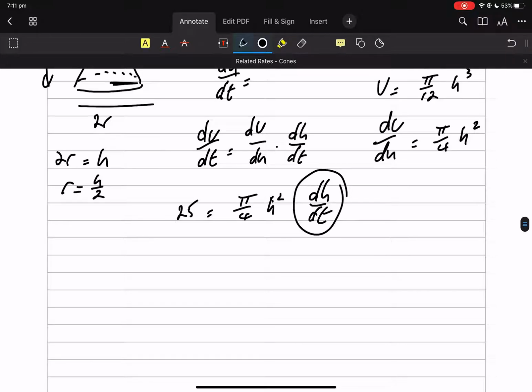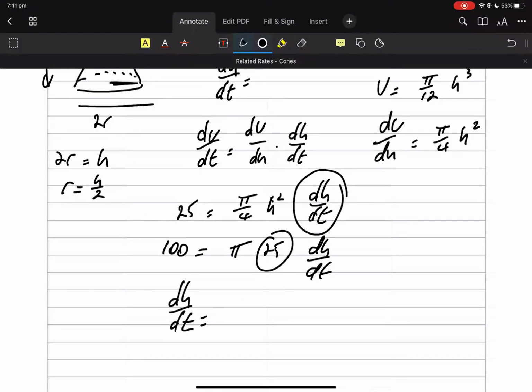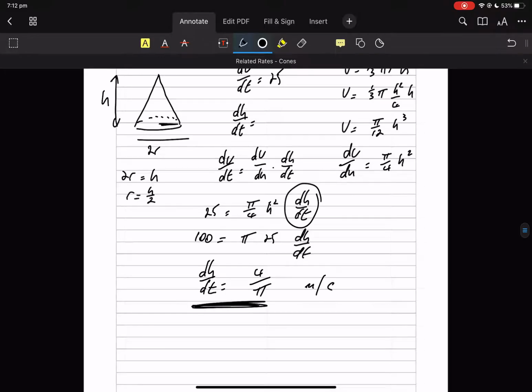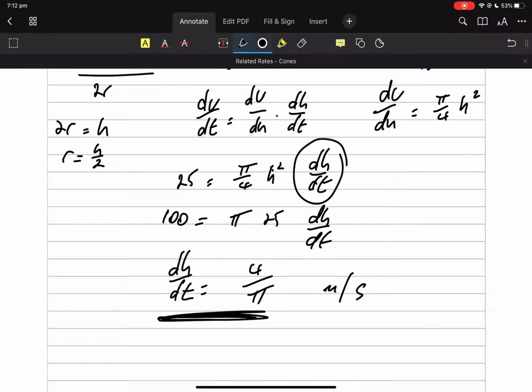Anyway, let's get rid of that 4. That h was 5. 5 squared is 25. Divide by 25, and then get rid of the pi. So dH/dt is actually 4 on pi. I guess it's metres per second. Yep, that'll do, metres per second. There we go.